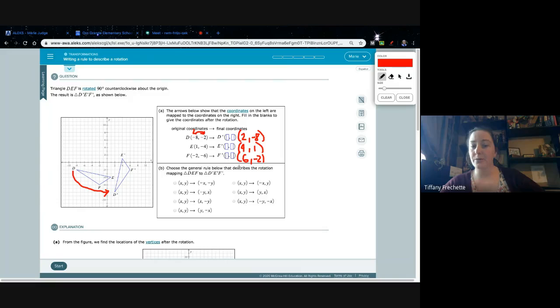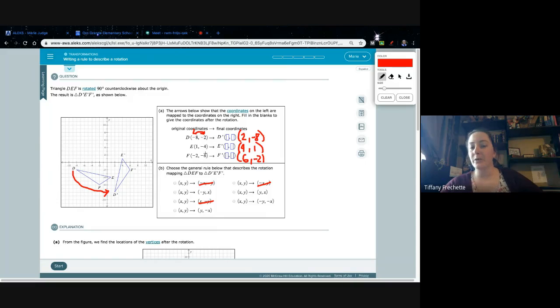So choose the general rule below that describes the rotation mapping for triangle DEF to triangle D'E'F'. I'm saying prime only once. All right, so we know we have to flip X and Y. So we don't want any where X and Y are in the right spots here. So I'm going to cross all those off because we don't want those. We do know that we want to flip them. So Y is now in the X spot and X is over here. It doesn't actually mean that we change the name X and Y. It's just showing the rule that we flip it.